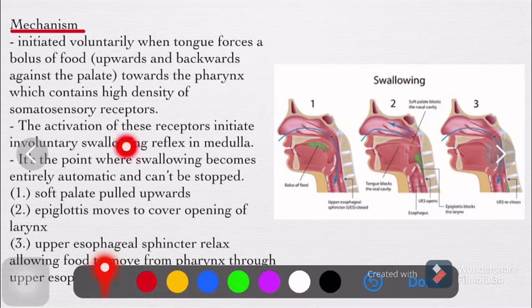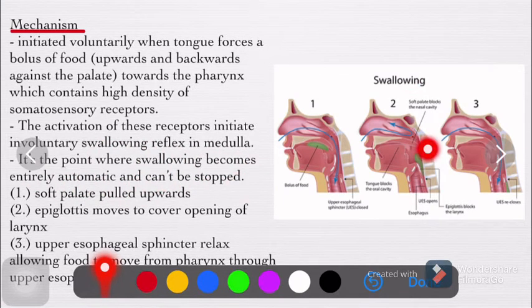Now first we have to understand that the initial part of the oral stage was voluntary. We were controlling it by pushing the bolus upward and then backward, but once it had come towards the somatosensory receptors in the pharynx, the receptors will initiate the involuntary swallowing reflex, which is not in our control and is initiated by the center medulla. It's the point where swallowing becomes entirely automatic and cannot be stopped.